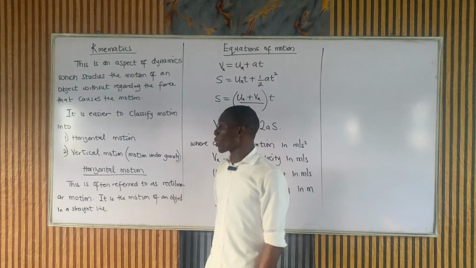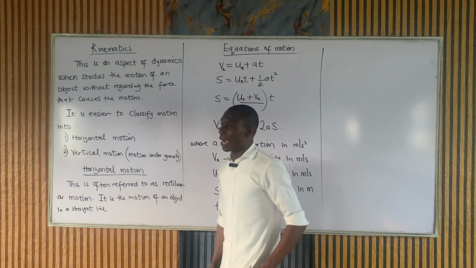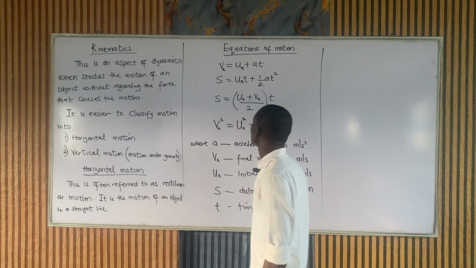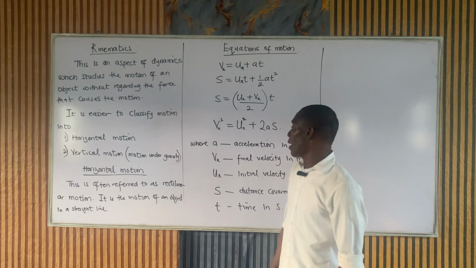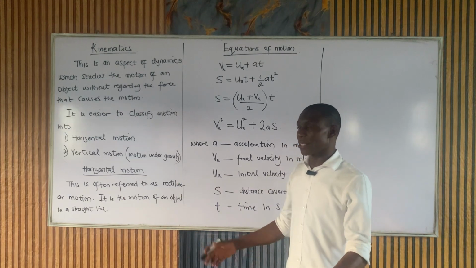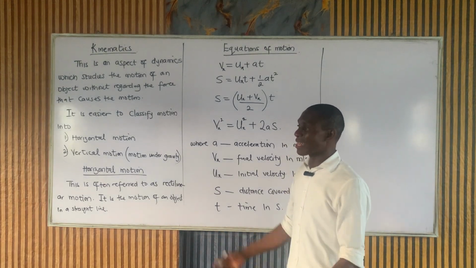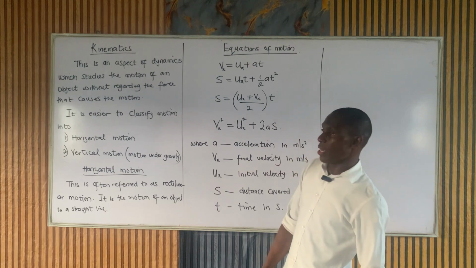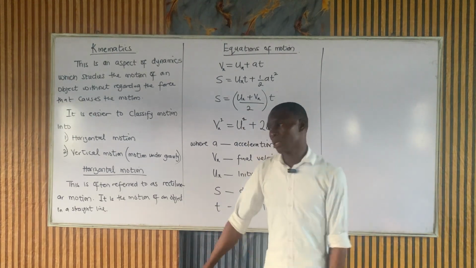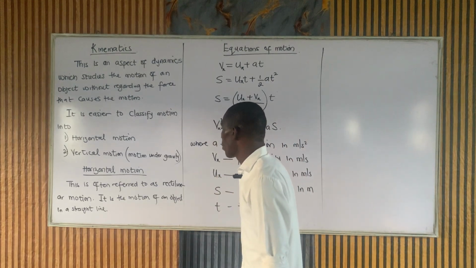When we say horizontal motion, we're talking about rectilinear motion, which is simply motion of an object in a straight line. For horizontal motion, we are looking at, for instance, the motion of a car, an athlete running, or a kicked ball. Anything moving horizontally in this manner is classified as horizontal motion.